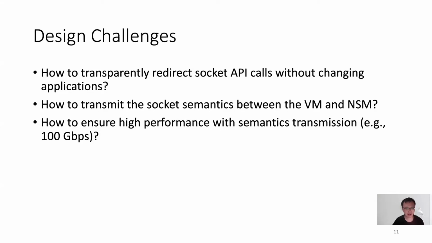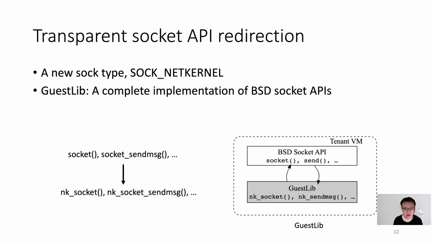To realize our idea, we have three main challenges. The first one is that users won't like to change their applications. Can we transparently redirect the socket API calls without any change to the applications? The second one is that the VM and NSM need to communicate with each other. How can we create a channel to exchange the socket semantics? And the last one is, how can we ensure high performance with our semantic transmission in the modern data center, say 100 gig? So now we will answer the questions one by one.